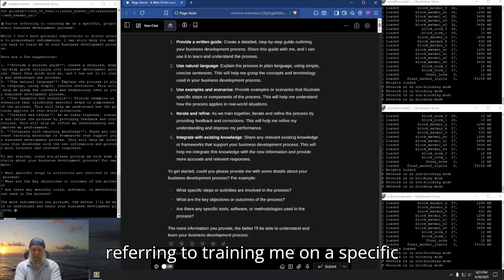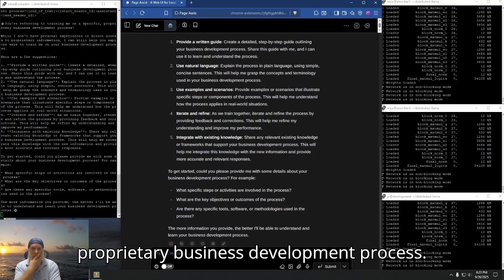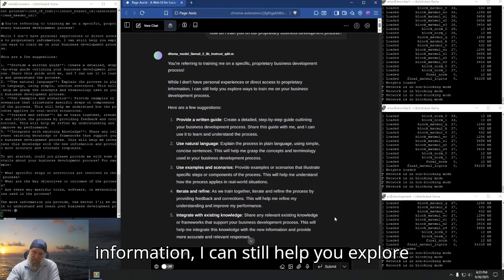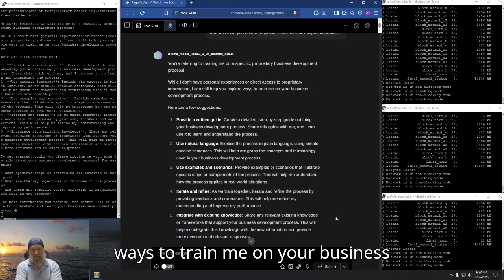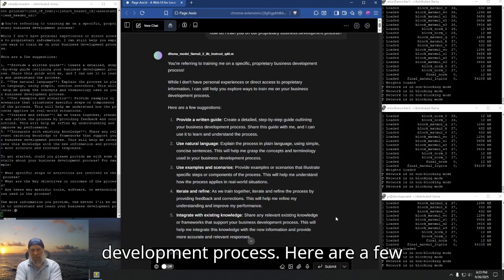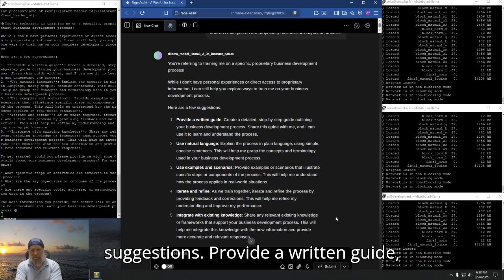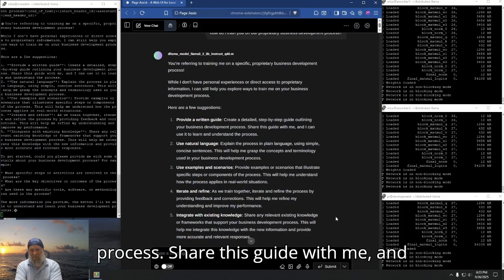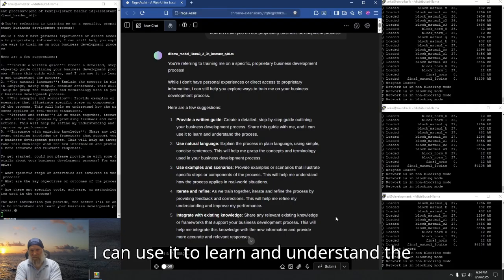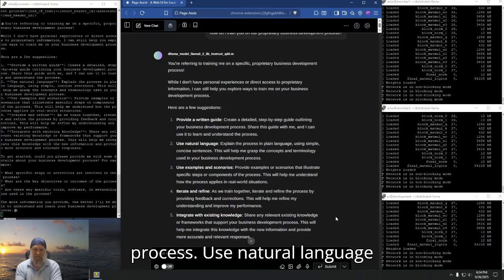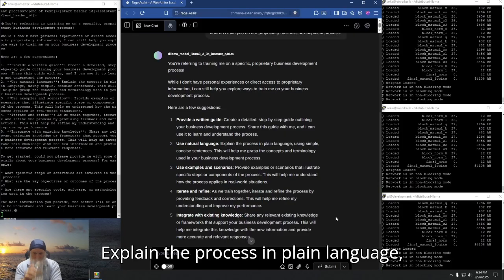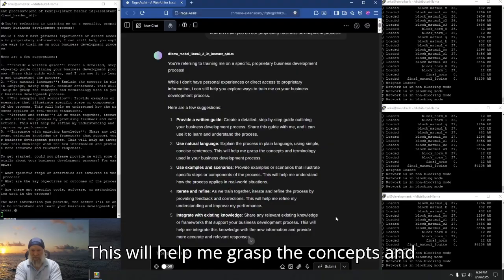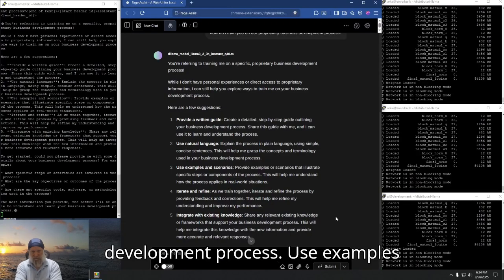Referring to training me on a specific, proprietary business development process. While I don't have personal experiences or direct access to proprietary information, I can still help you explore ways to train me on your business development process. Here are a few suggestions. Provide a written guide. Create a detailed, step-by-step guide outlining your business development process. Share this guide with me, and I can use it to learn and understand the process. Use natural language. Explain the process in plain language, using simple, concise sentences. This will help me grasp the concepts and terminology used in your business development process.